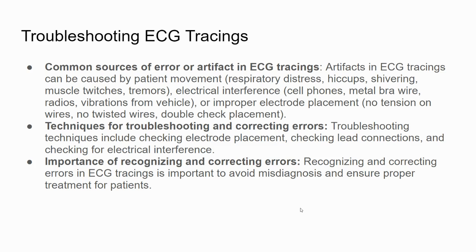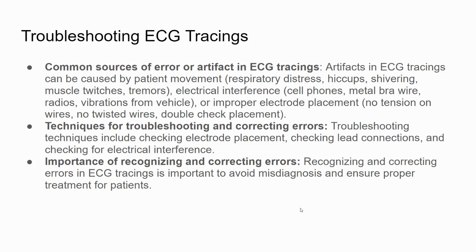So what are common sources of error artifacts on the ECG tracing? They're typically caused by patient movement, either from respiratory distress, hiccups, if the patient's cold and they're shivering, if they have muscle twitches or tremors, for example, if they have some sort of disease such as Parkinson's. Other things that will create artifact or electrical interference, either from cell phones, if the electrode comes in direct contact with a metal bra wire, the interference can come from radios, and it can also come from vibrations from the vehicle, from the ambulance.